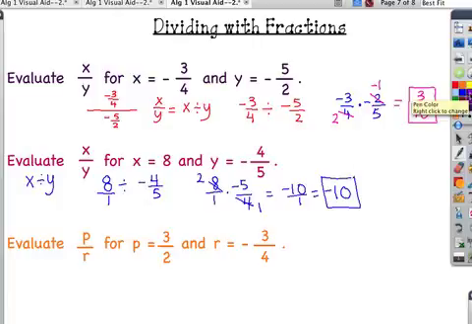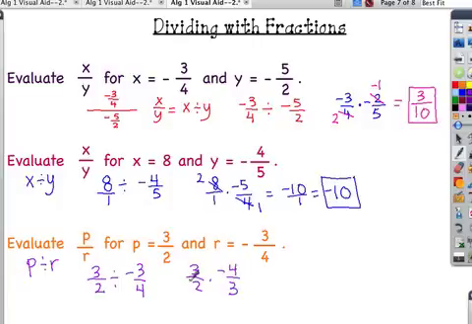And when I evaluate p over r, I think of it as p divided by r. So 3/2 divided by negative 3/4, or 3/2 times negative 4/3. Cross reduce, this gives me 1, negative 2. The 3's become 1's, so I have negative 2 over 1, or negative 2.